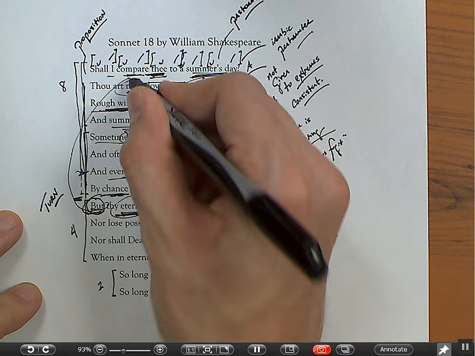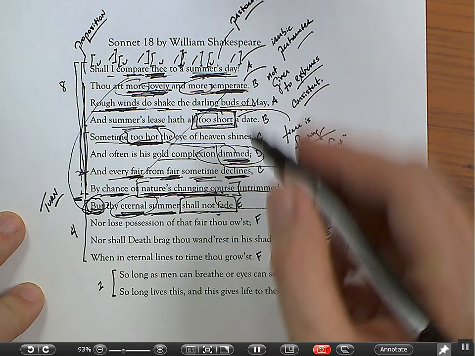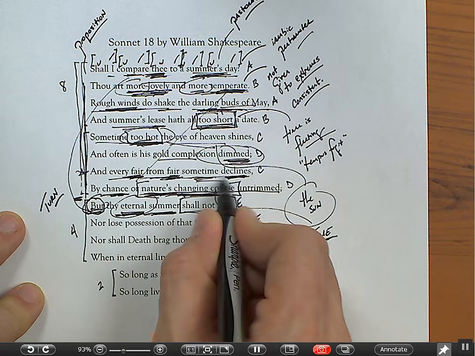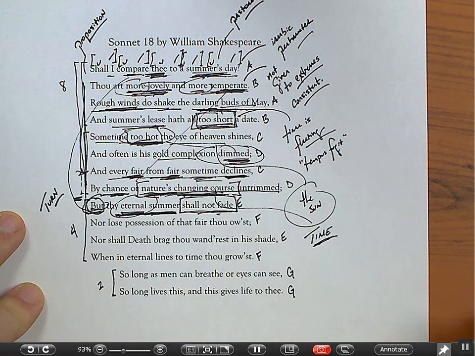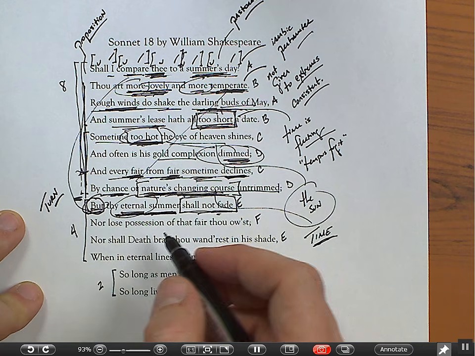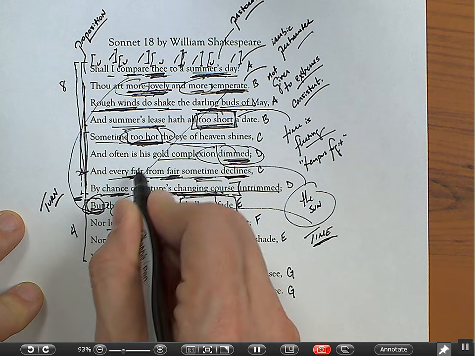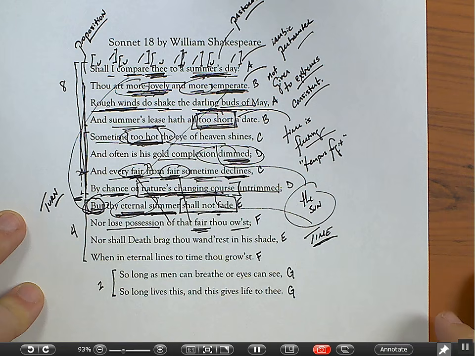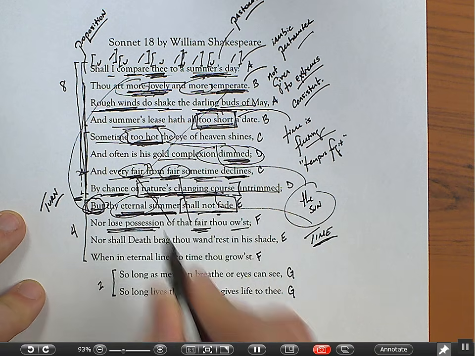He ascribes it to his beloved. Shall I compare thee to a summer's day? It seems like he can't, because summer's days are too short, they're too hot, they change, they decline. He says, you have an eternal summer that shall not fade. Thy eternal summer shall not fade, nor lose possession of that fair that thou owest. The fairness that she owns, he says she will never lose.